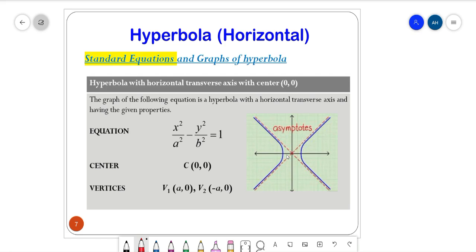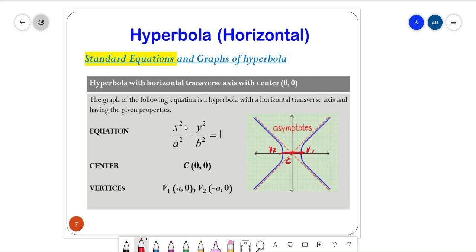In this case, the transverse axis is this one. Let me draw it using red color. This one. This is the transverse axis. This is our V1, this is our V2, and this will be the transverse axis. And this is the center. The transverse axis is horizontal. So this is the graph we say is the hyperbola with horizontal transverse axis with center at 0, 0.